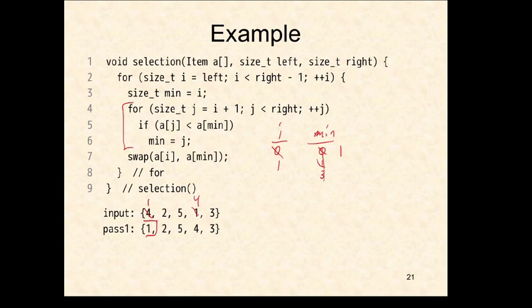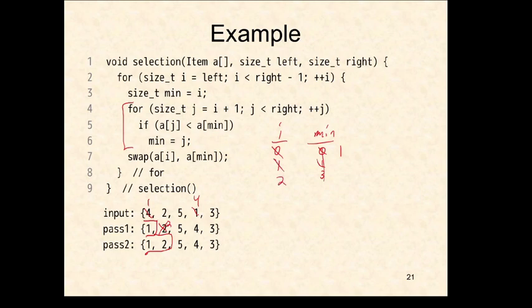We look at index 1. We say, I think index 1 might be the smallest value so far. Let's see if we find anything smaller. We don't. We look at 5 compared to 2, 4 compared to 2, 3 compared to 2. We never find a smaller one. So when we get to the swap, we say swap a sub I with a sub min. Basically, 2 swaps with itself. Now, after that, I've got 2 of the values sorted.